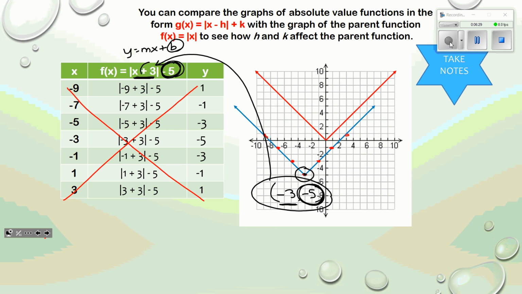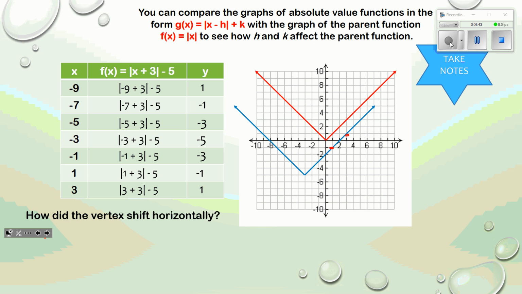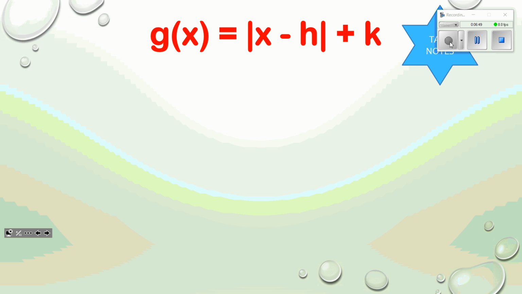So here's the x, here's the y. Notice that it took the opposite of the x and kept the y. You can actually find the vertex by just looking at the equation this way. It shifted 3 units to the left, and it shifted 5 units down. Here is your basic absolute value equation.